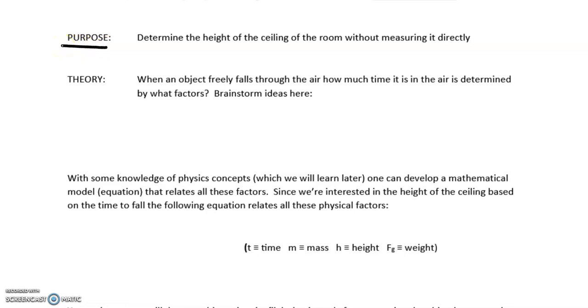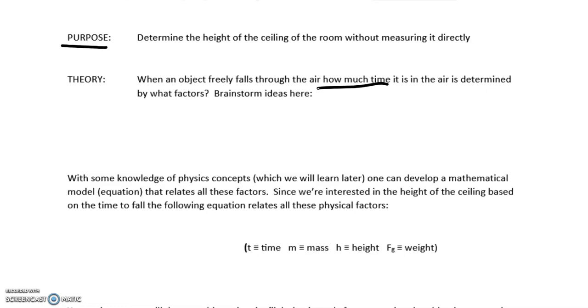One of the things we would have done in class is brainstorm how much time a ball falls in the air is affected by what. If I drop something and it's going to be in the air for a certain time, there's a reason it fell for that time. So what are those quantities that might matter? And then we'll take the relevant quantities and put them into an equation. It relates time to those quantities. That's basically what physics does.